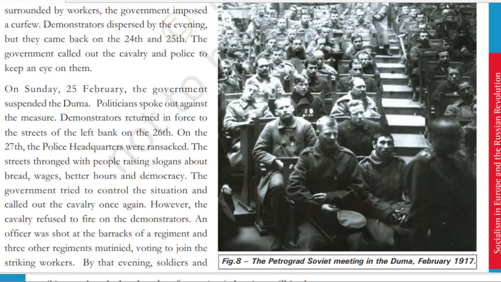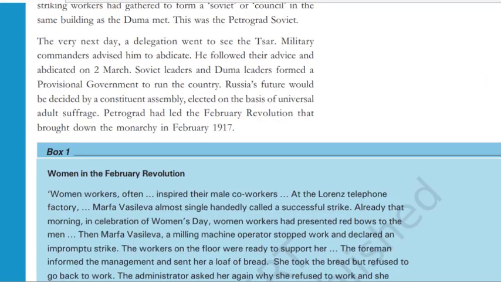The government tried to control the situation and called out the cavalry once again. However, the cavalry refused to fire on the demonstrators. An officer was shot at the barracks of a regiment and three other regiments mutinied, voting to join the striking workers. By that evening, soldiers and striking workers had gathered to form a Soviet or council in the same building as the Duma met. This was the Petrograd Soviet.